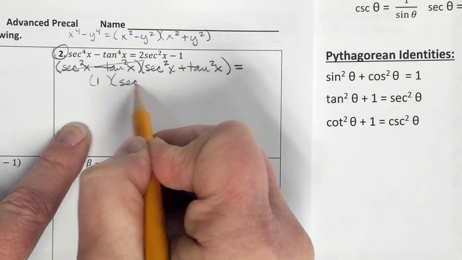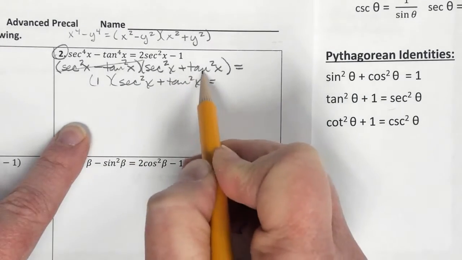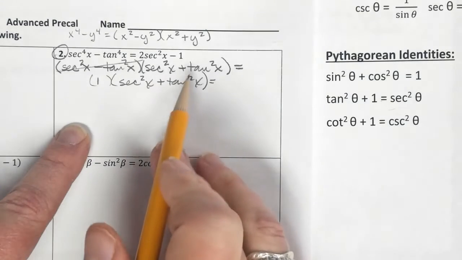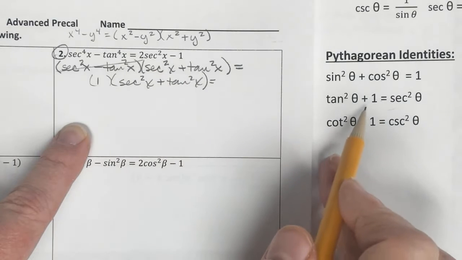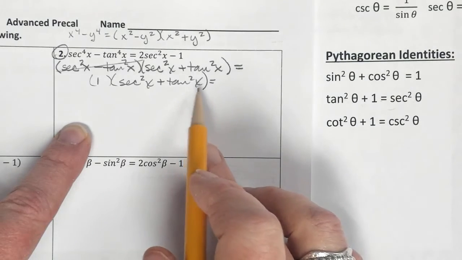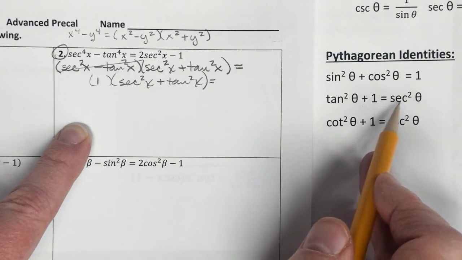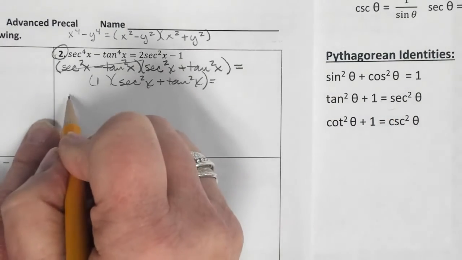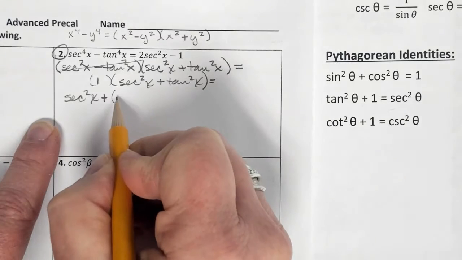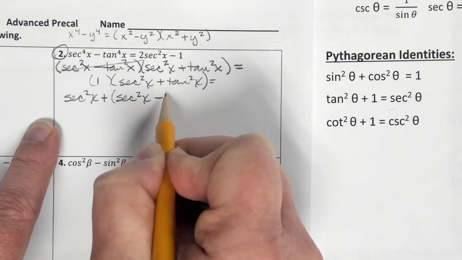Well, that's great, except look at where you want to go. You want to get to 2 secant squareds. So I need to get rid of the tangent squared. And again, I'm going to use this Pythagorean identity. Instead of just tangent squared, I'm going to subtract that 1 and move that over here. And I'm going to have secant squared minus 1. So this becomes secant squared plus, and instead of tangent squared, we're going to have secant squared minus 1.